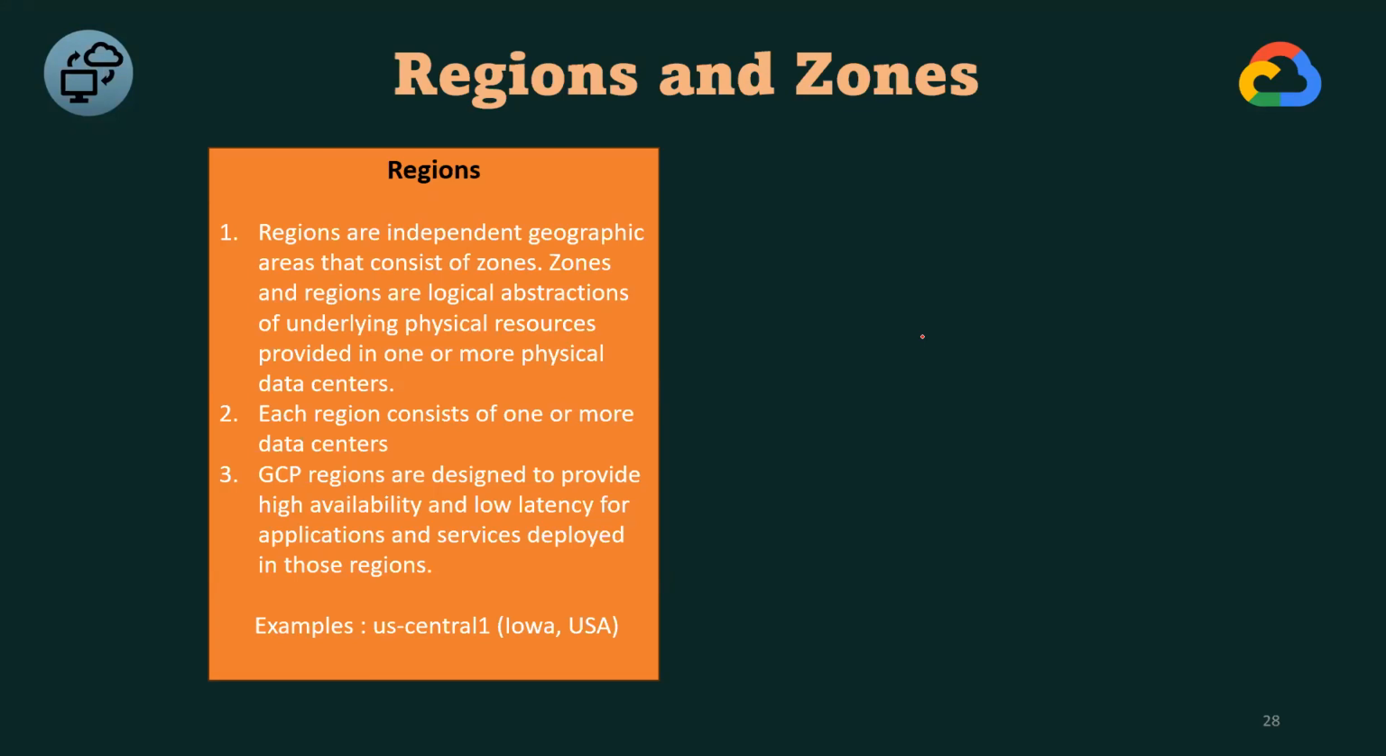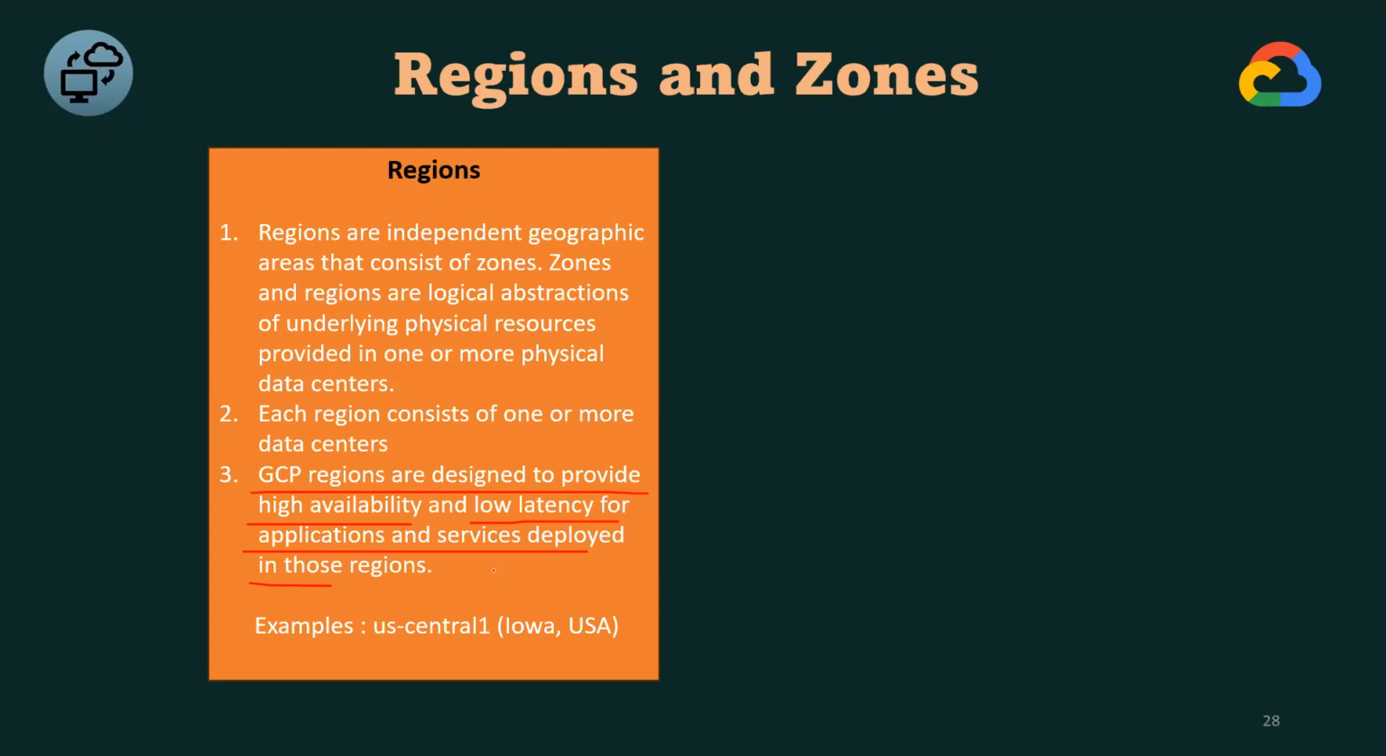Okay, and GCP's regions are designed to provide high availability and low latency for applications and services in those regions. The reason for this regions and zones concept is that they wanted to provide highly available, low latency services for applications deployed on Google's platform. The main advantage of regions and zones, or GCP locations, is that whenever you do the proper division, the availability of the services will be very high, and the latency of the service also very low.